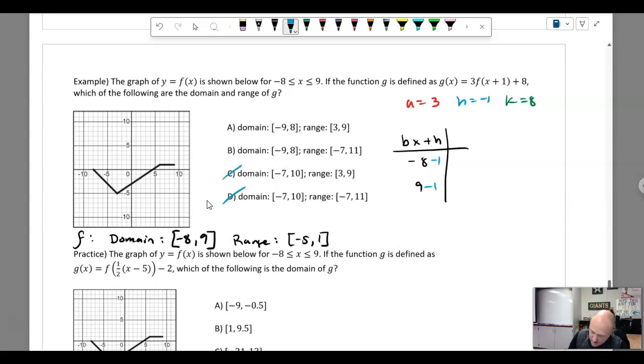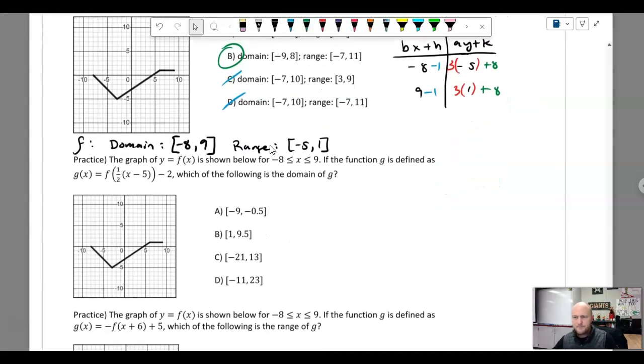It's not going to be C or D. And then for my y values, ay plus k. So I'm multiplying my y values by 3. And you could probably tell just from that. And then we'll add 8. So it looks like we got, what, -15 plus 8, is that -7? -7, okay. And then 3 plus 8, which gives us 11. So answer B. Okay, there you go.